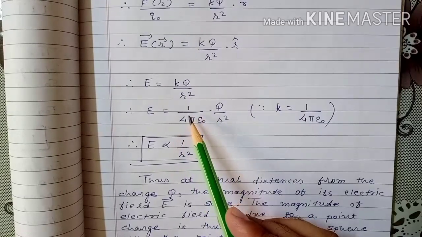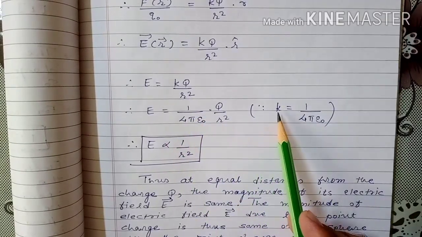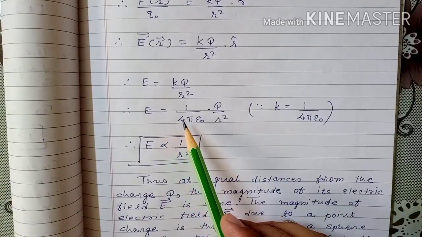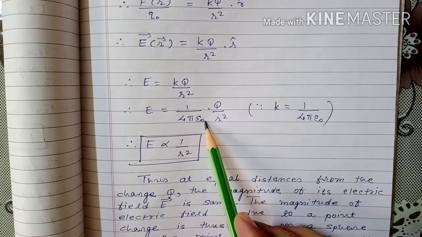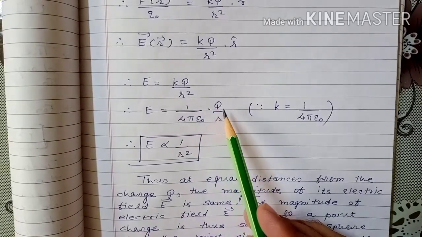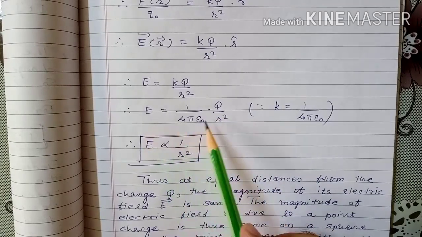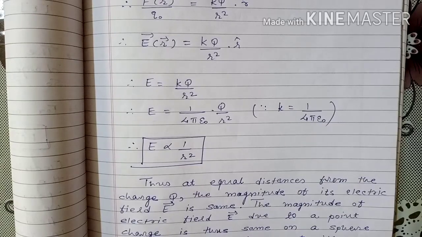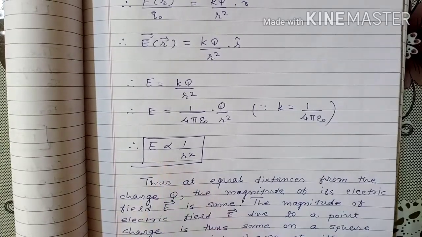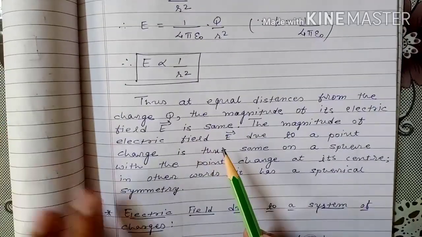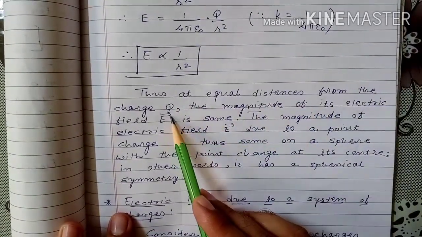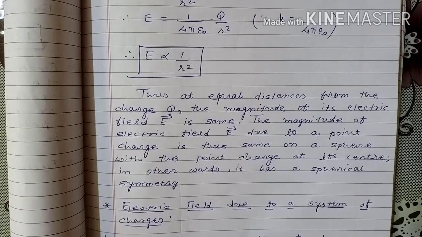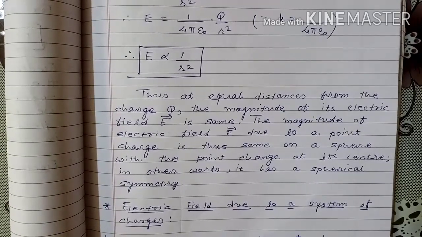Why I have written 1 upon 4 pi epsilon naught? Because in Coulomb's law we have studied that K is equal to 1 upon 4 pi epsilon naught. From this it is clear that 4 that is constant, pi that is constant, epsilon naught that is constant, capital Q that is source charge that is also constant. So we can say that electric field is inversely proportional to square of the distance. It means if distance between test charge and source charge changes, then value of electric field will change. So we can say that thus at equal distances from the charge Q, the magnitude of its electric field is same. It means for same distances, value of electric field will be same in any direction.